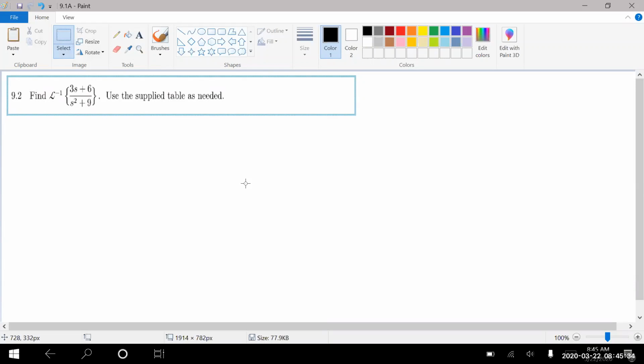9.2a. Hopefully this will be the easiest question on your test, but it does require some algebraic manipulation. Inverse Laplace transforms always do.